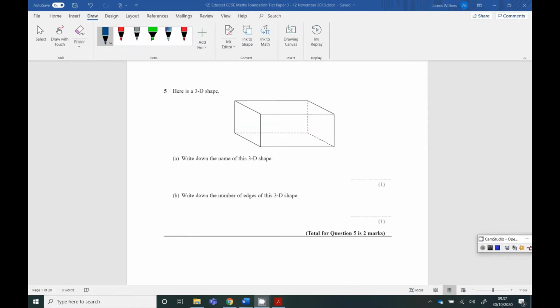Question 5. Now part A, a shape like this where you've got sort of a three-dimensional rectangle is called a cuboid. It would be a cube if it was squares on all the sides. It's a cuboid when some of them are rectangular. Now write down the number of edges of this shape. Well, we've got 4 over on the left, 4 over on the right, and then obviously the 4 horizontal ones, 1, 2, 3, 4. So that's 12 edges.